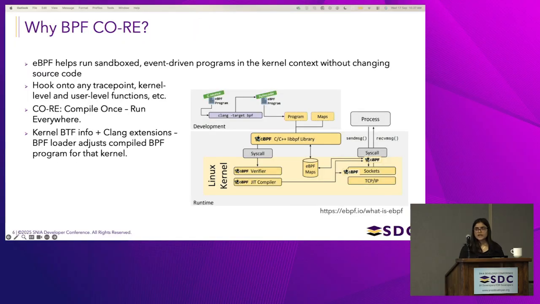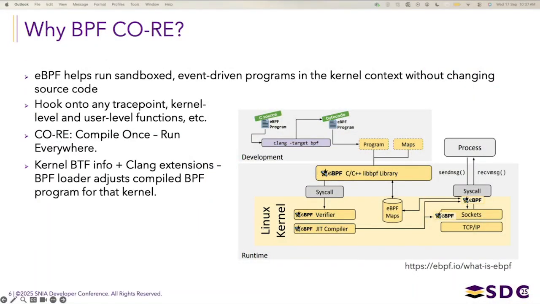So why eBPF? eBPF helps us run sandboxed, event-driven programs inside the kernel context without having to change the source code at all. So whenever you hit a certain hook point, this could be either a system call or a function entry exit on the user space or inside the kernel space, or whenever a trace point is hit, you can execute certain code without changing the kernel source at all.